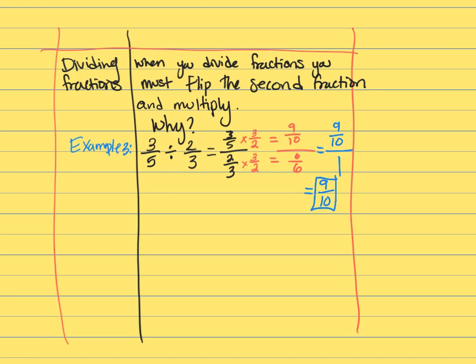But that's essentially what is going on. So you get 9/10. So let's do this the way you were taught. So you have 3/5 divided by 2/3. Then you keep 3/5, you change the division to multiplication, you flip the 2/3. And then look, 3 times 3 is 9, 5 times 2 is 10. So this is still the same answer.